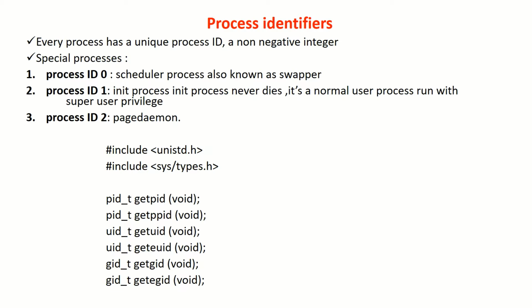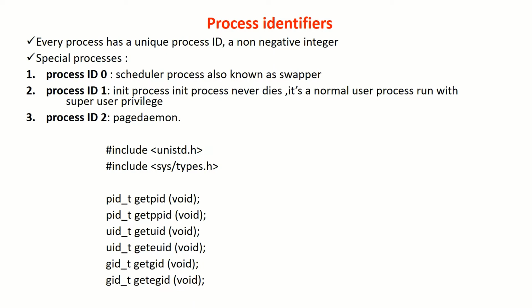The second type of special process is process ID 1. Here, the init process, nothing but the initiation of the process, never dies in any circumstances, and it is a normal user process. The normal user process runs with superuser privilege.